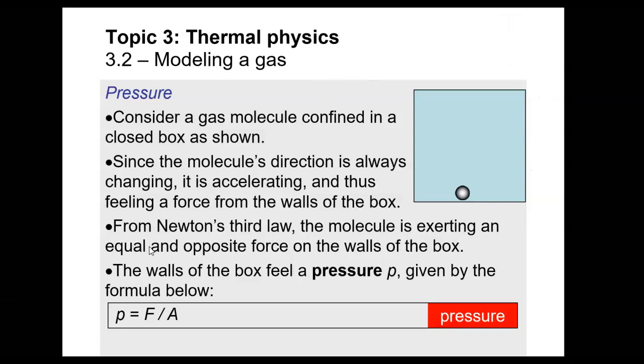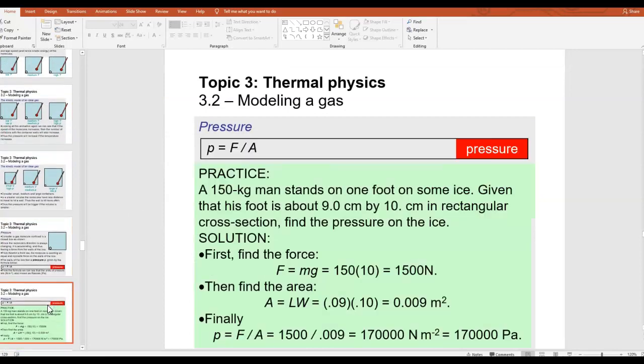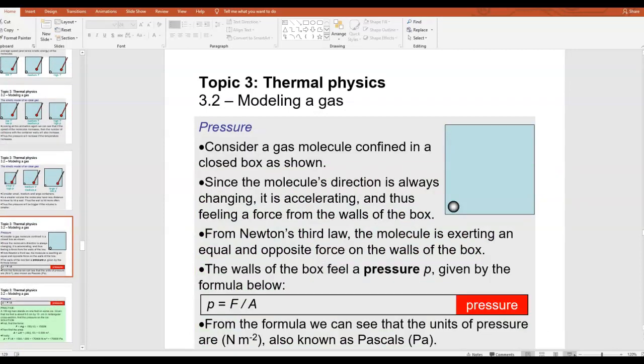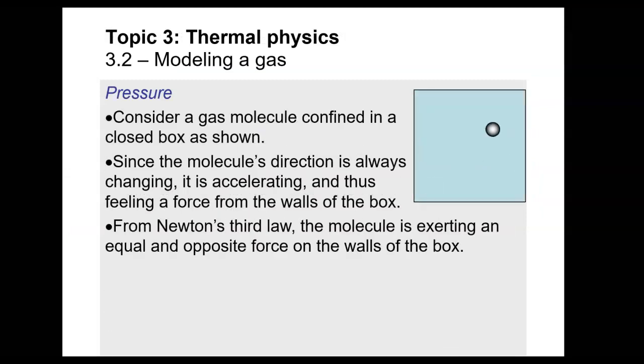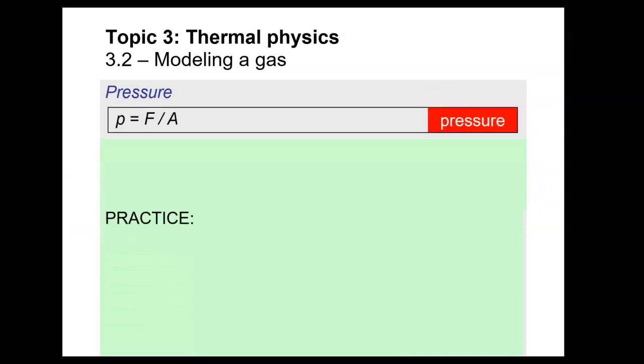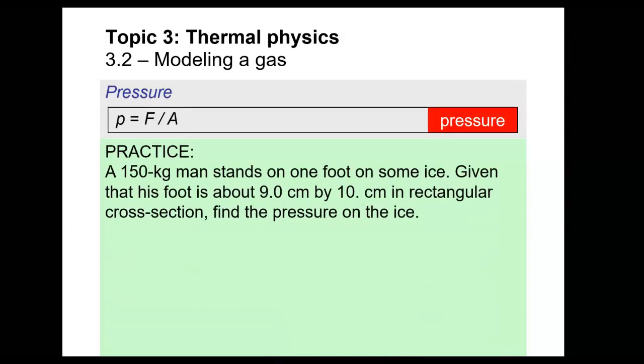Okay, so going on to the next slide, we're going to do some examples with pressure. It says a 50-kilogram man stands on one foot on some ice. Given that his foot is only about 9 centimeters by 10 centimeters in a rectangular cross-section, find the pressure on the ice. So pressure is a force spread out over an area.